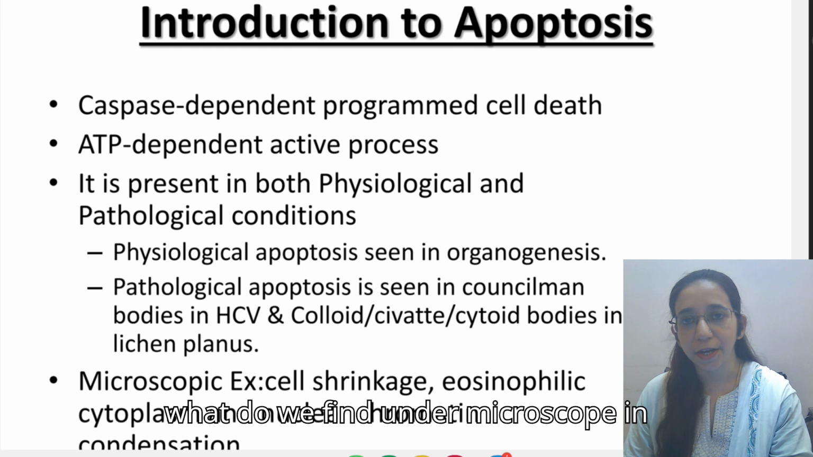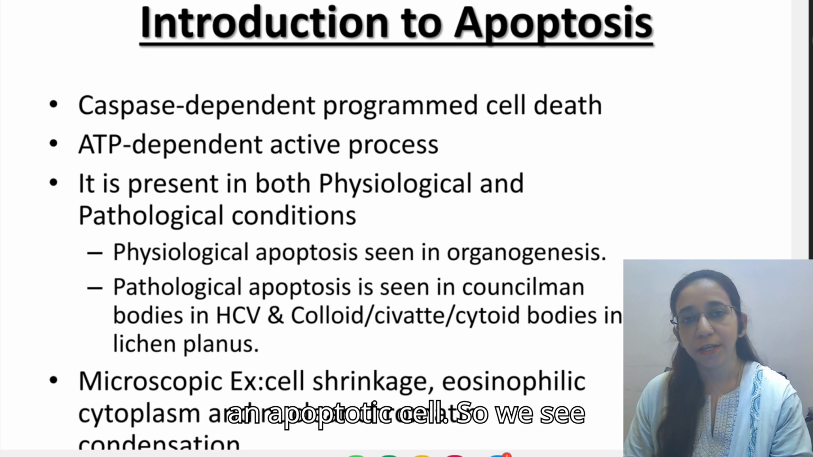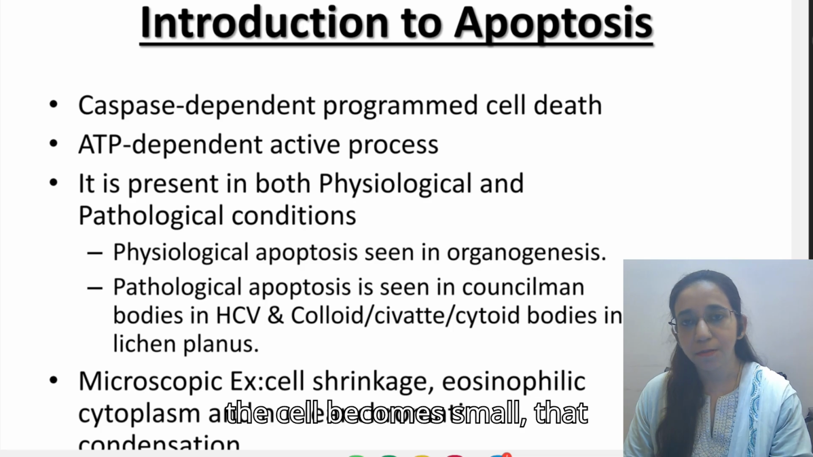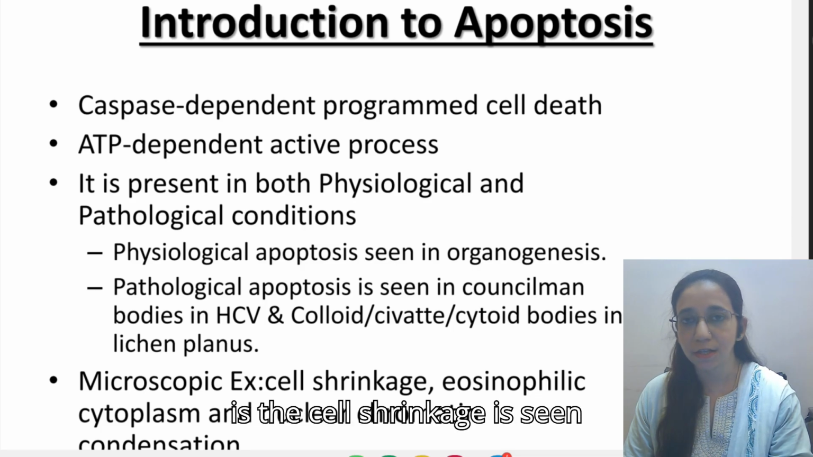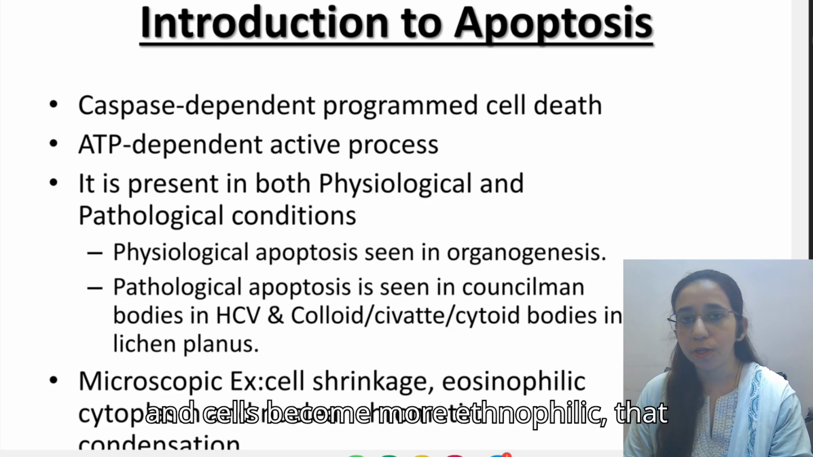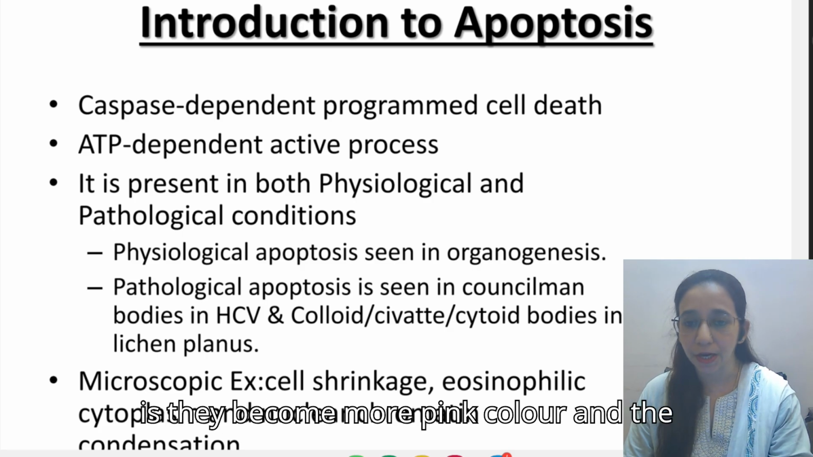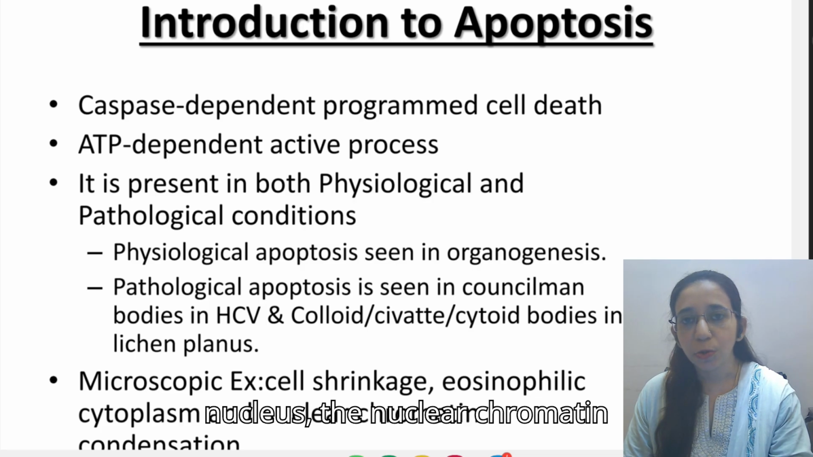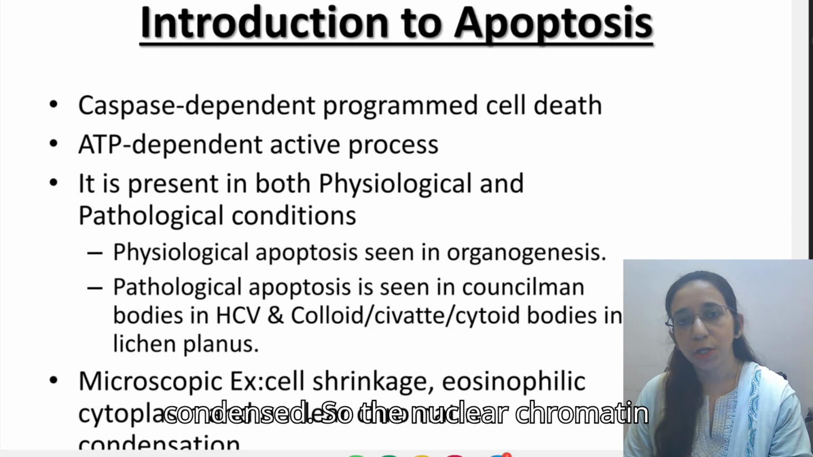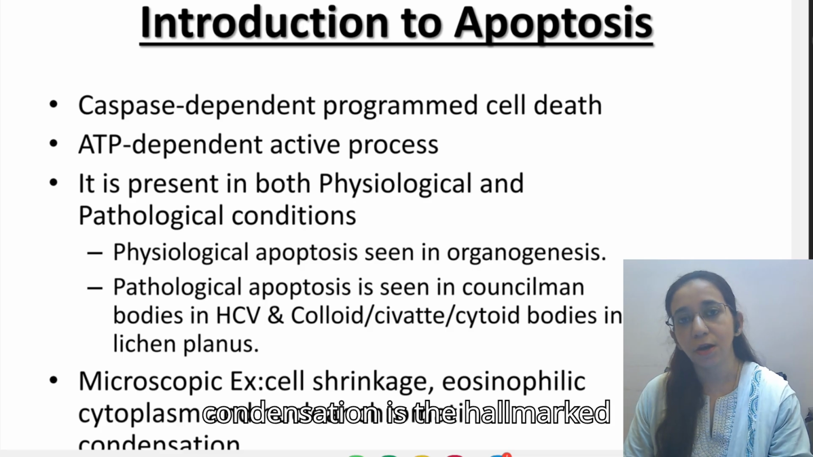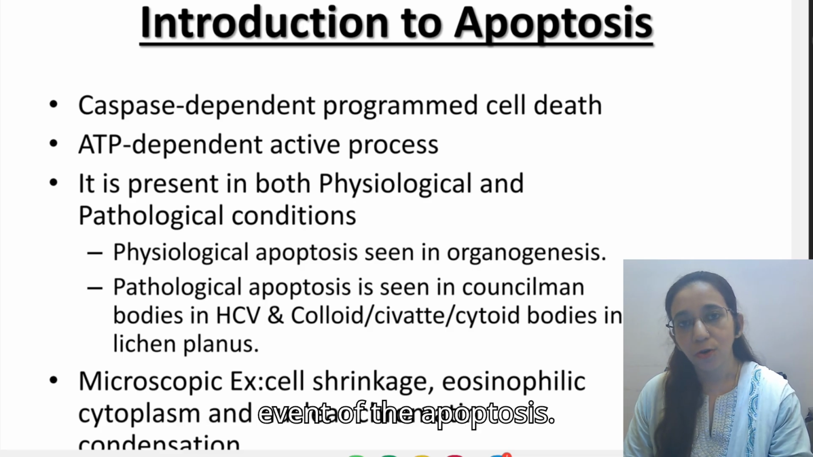What do we find under the microscope in an apoptotic cell? We see the cell becomes small, that is cell shrinkage is seen, and cells become more eosinophilic, that is they become more pink in color, and the nuclear chromatin condenses. So nuclear chromatin condensation is the hallmark event of apoptosis.